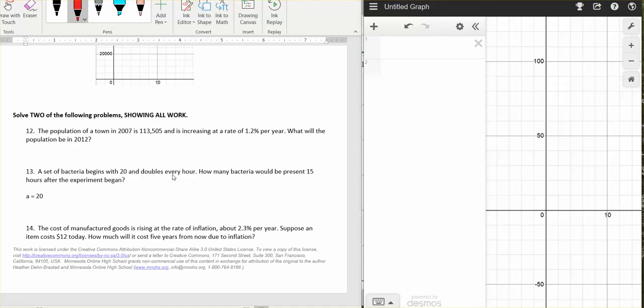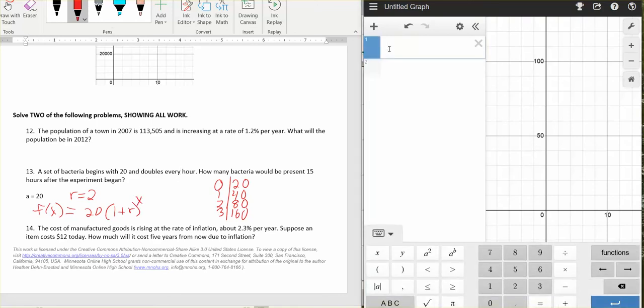So that means that at time 0, it would be at 20, and then after 1 hour it would be double, and after 2 hours it would double, and after 3 hours it would be double what it was before, so we keep going at that rate. So the rate is 2. So our equation is f of x is equal to a, 20, times 1 plus our rate to the x power. So let's go over here and graph that.